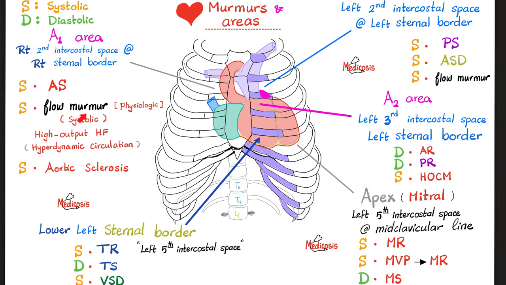If you want to learn about the different causes of flow murmur, these are the same causes as of hyperdynamic circulation, also known as high output cardiac failure, and I've talked about this in detail in a video titled High Output Cardiac Failure. What can we hear in the second aortic area, which is in the left third intercostal space? Aortic regurge as opposed to aortic stenosis.